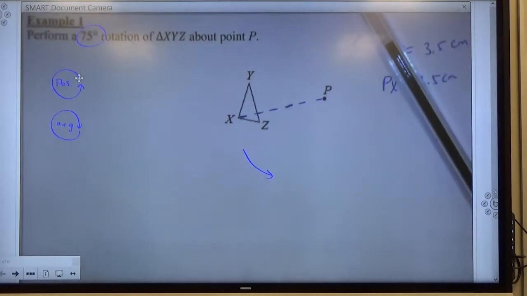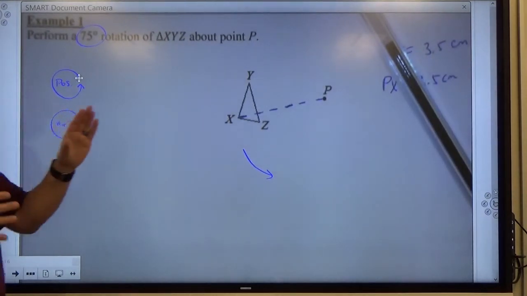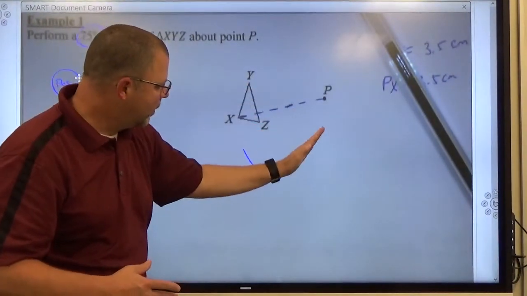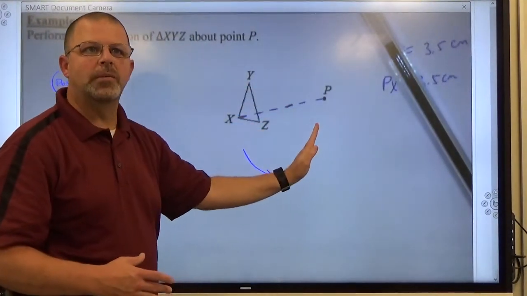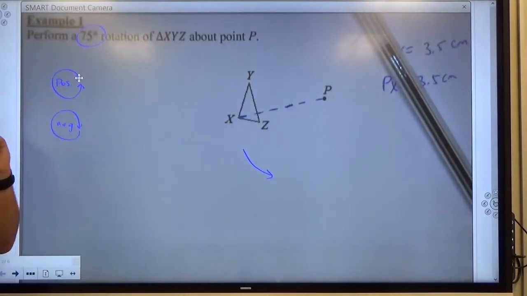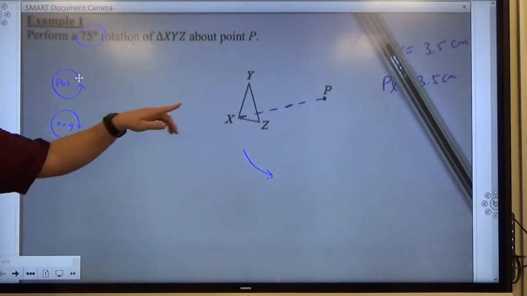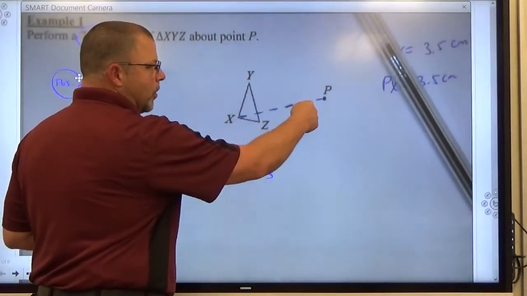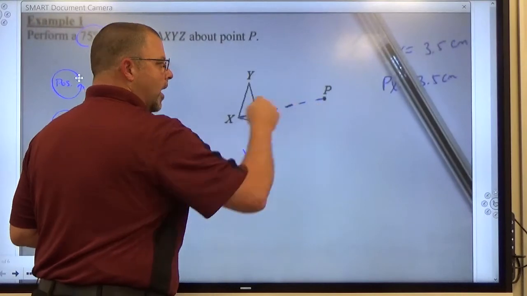When you rotate, you're rotating circularly. So whatever radius you're creating here, which is PX in this case, as you rotate, the distance from your rotated point needs to be the same distance from your center at all times. All right? I don't have to draw a circle, though. I need to find the exact 75-degree measure. And since I'm going counterclockwise, I want the 75-degree angle to be on this side of my line.